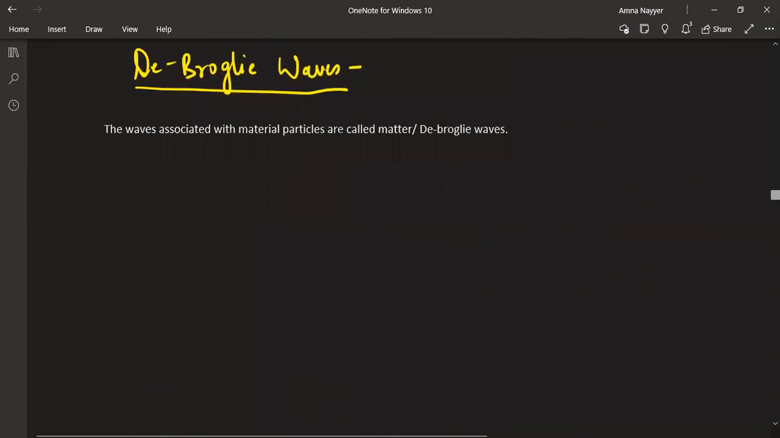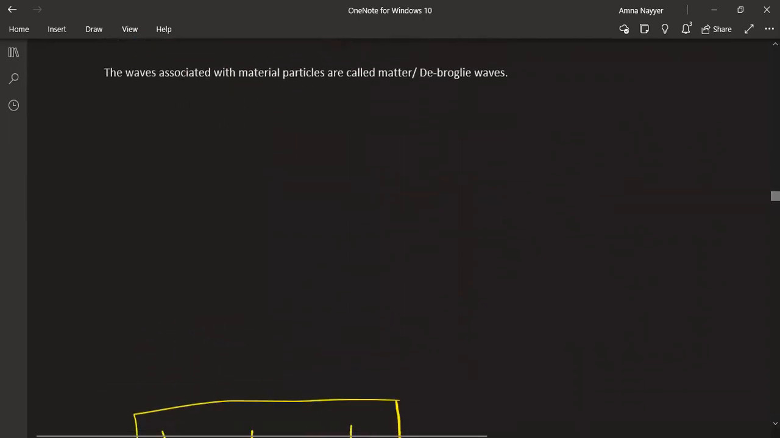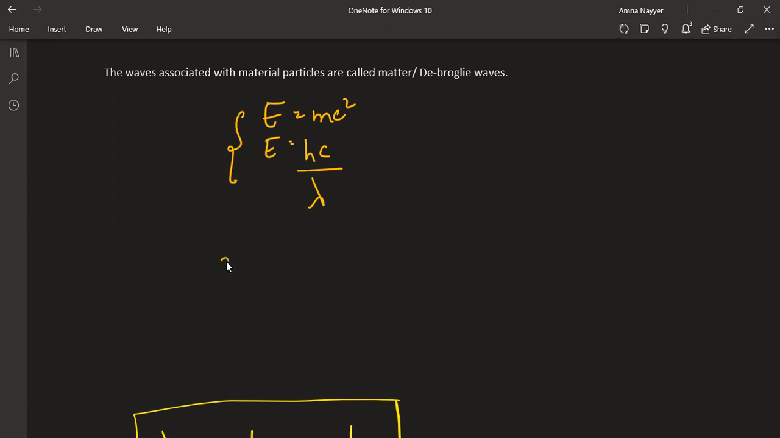See, de Broglie wavelength basically connects with your particle nature. The waves that are associated with material particles are called matter waves or de Broglie waves. Now, see, E is equal to mc square, Einstein's equation from the theory of relativity, and E is equal to hc by lambda also, which you have just seen. So both the energies are equated.